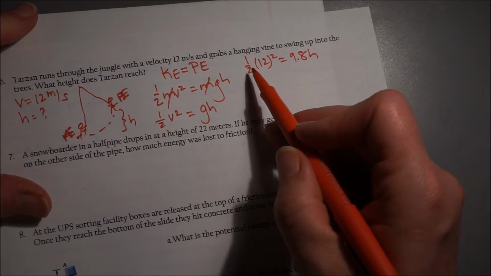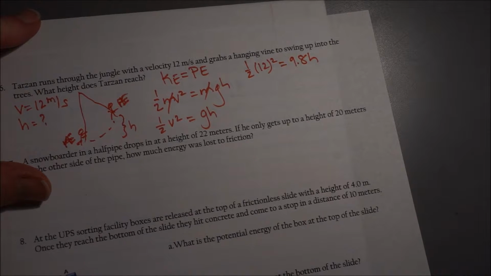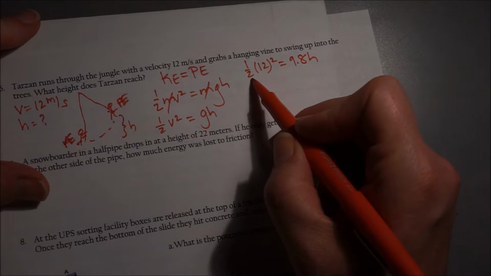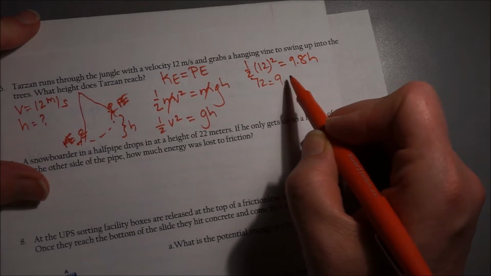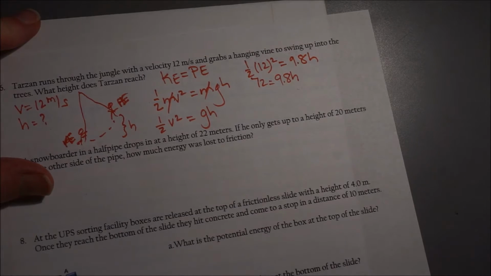So this will end up being 1/2 times 144. So square the 12 first and then divide by 2. And we'll get 72 equals 9.8H. And then we'll divide both sides by 9.8.